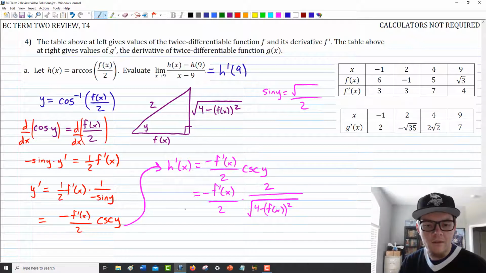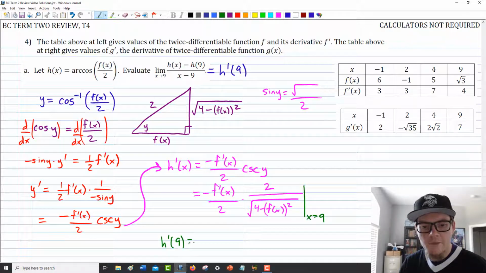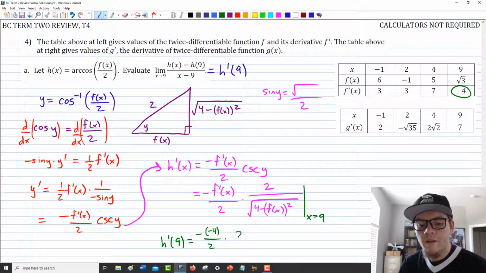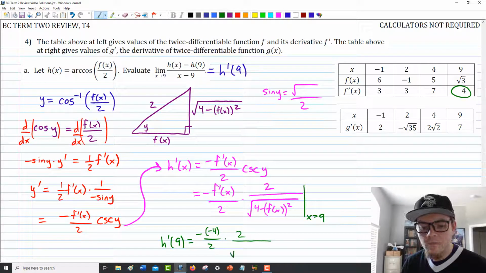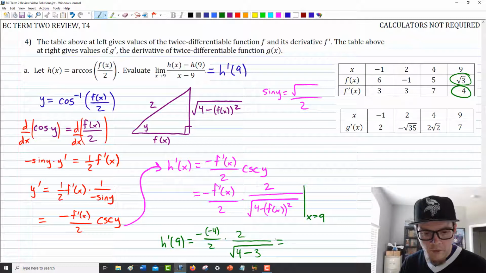We want h prime of 9, so we need to evaluate this expression at x equals 9. So what does that leave us with? H prime of 9 is equal to negative f prime of 9, that's negative 4 divided by 2. On the other side we have 2, so the 2's will divide out. In our denominator, we'll have the square root of 4 minus f of 9. F of 9 is root 3, which means that this will be root 3 squared, or 3. Which, are you kidding me after all that? This is going to be equal to 4 over 1 times 1 over the square root of 1, which equals 4.